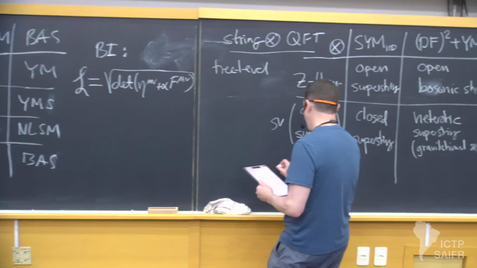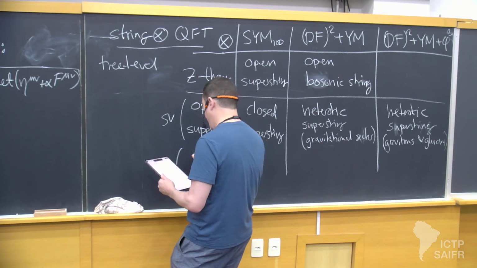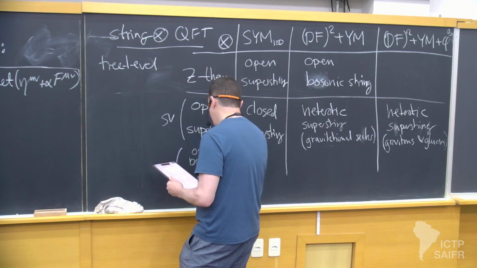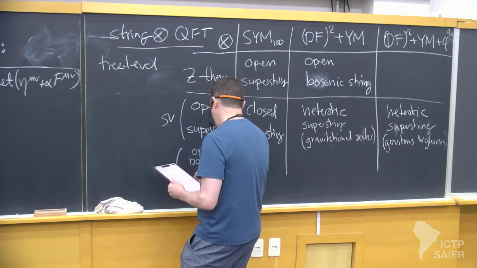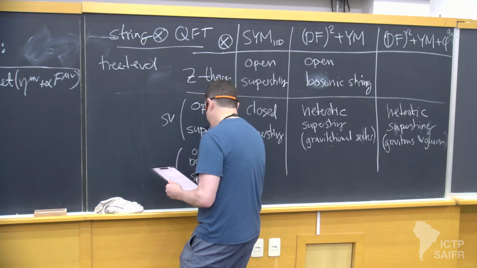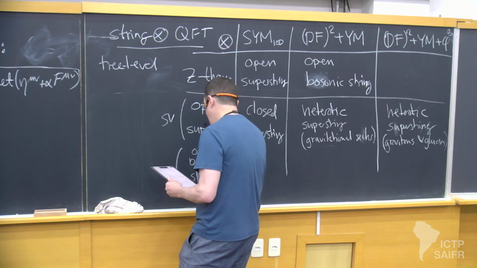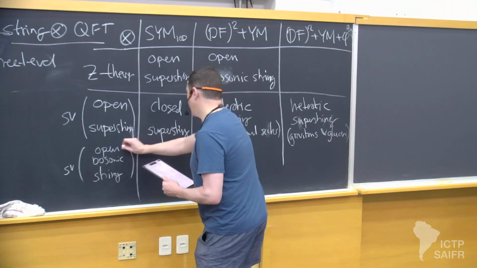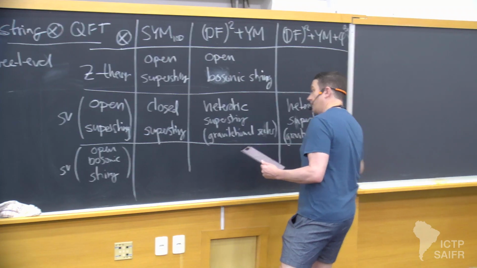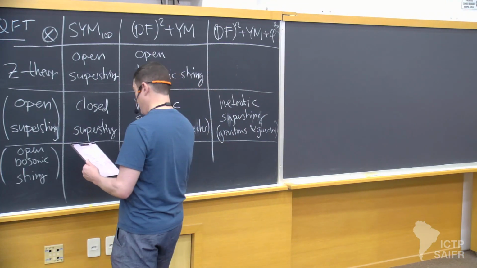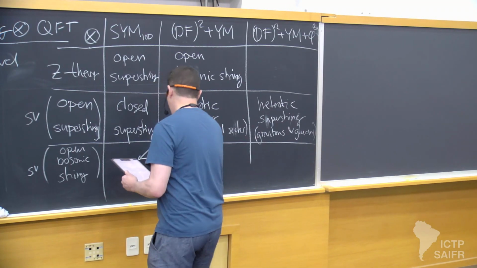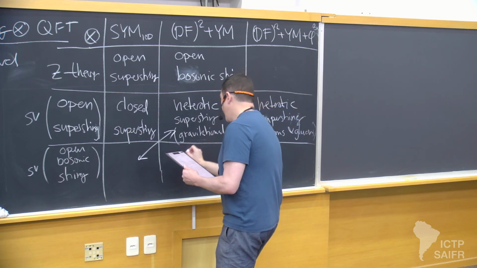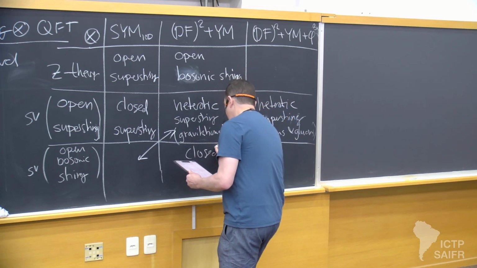Row here, where you can also put the open bosonic string, and also apply the single value projection. And then what you get here is that you actually get the same. You get the same here. So I'm not going to write it down. Here you get the closed bosonic string.